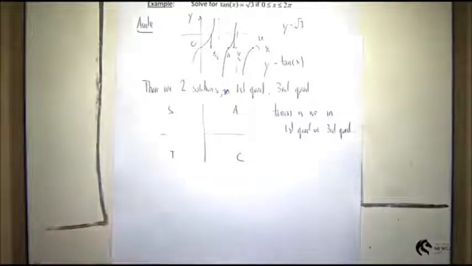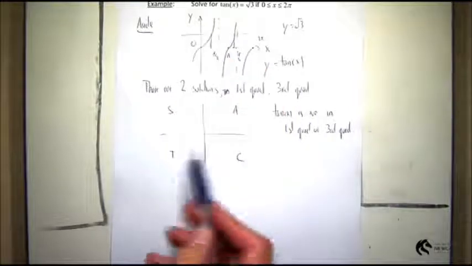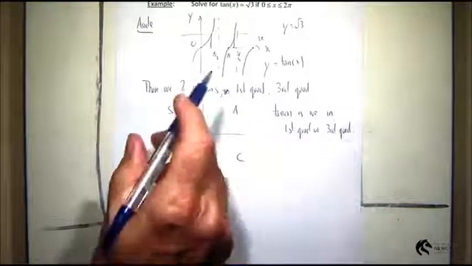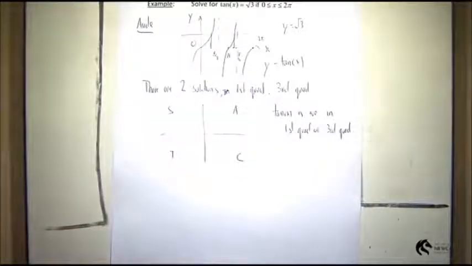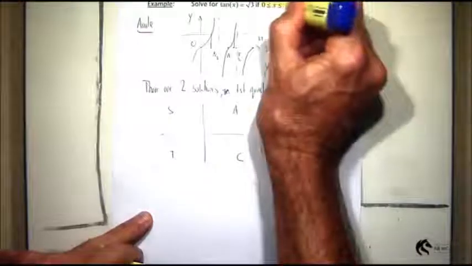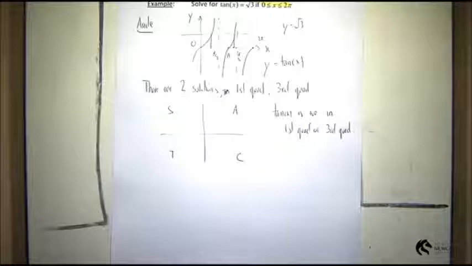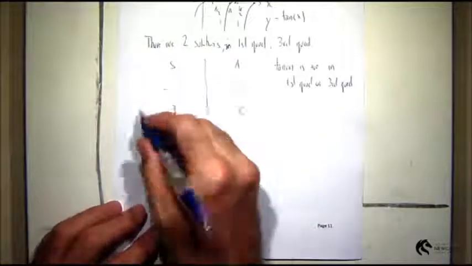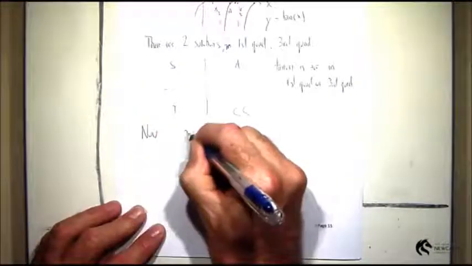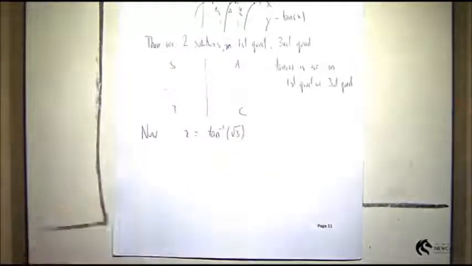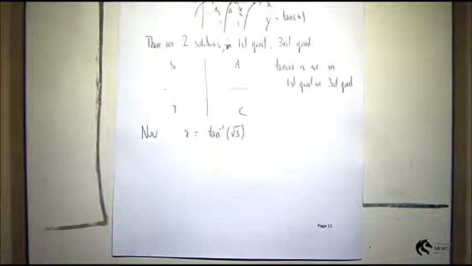So either way, I'm going to get a solution in the first quadrant or the third quadrant, but not in the second or not in the third, not in the fourth, I should say. So when I restrict myself to this domain between 0 and 2 pi, I'm going to get two solutions. Now, you could say, look, x is equal to tan inverse root 3, and whip out your calculator and get an answer. That would give you an approximation.